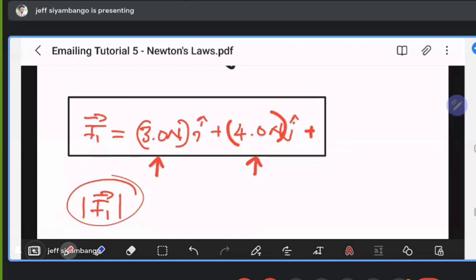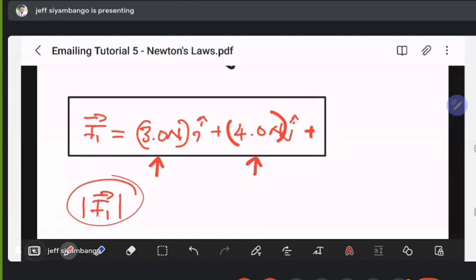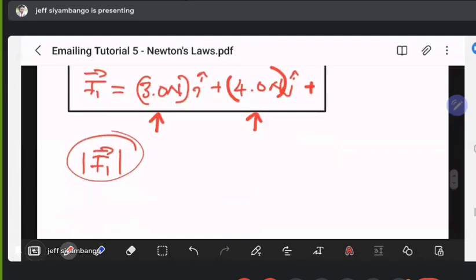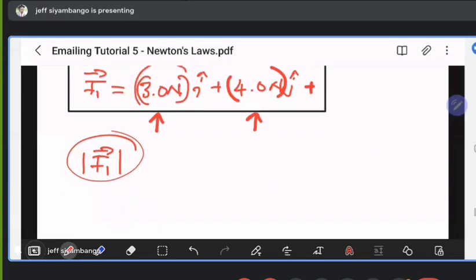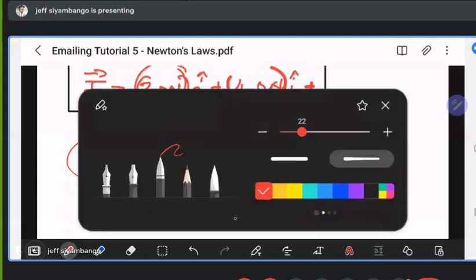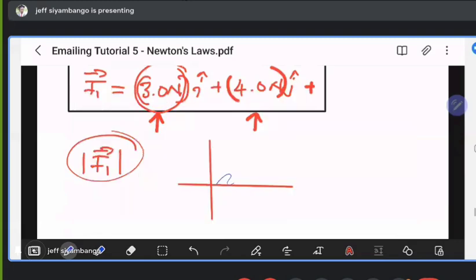How do you find F1? Maybe by the Pythagoras theorem. Exactly. Like I pointed out earlier on, these are components of the force F1. Since they are both positive, the x component is a 3, just like I showed earlier on, and the y component is a positive 4.